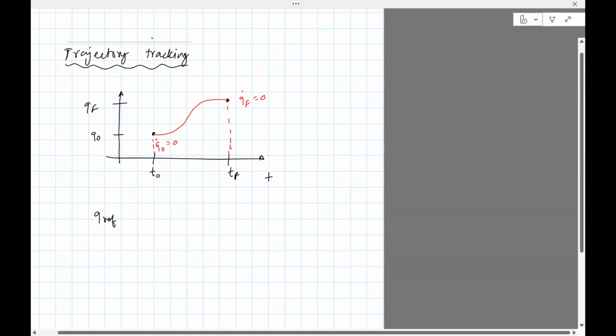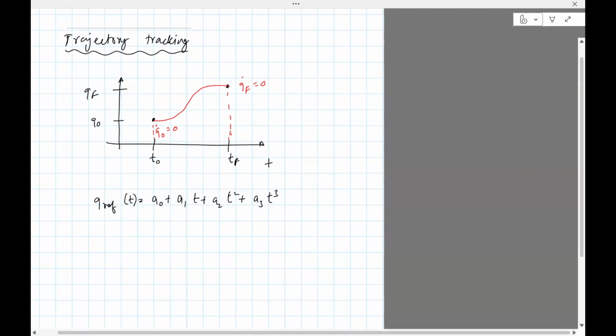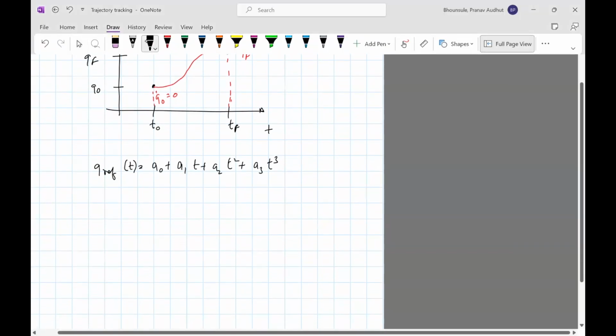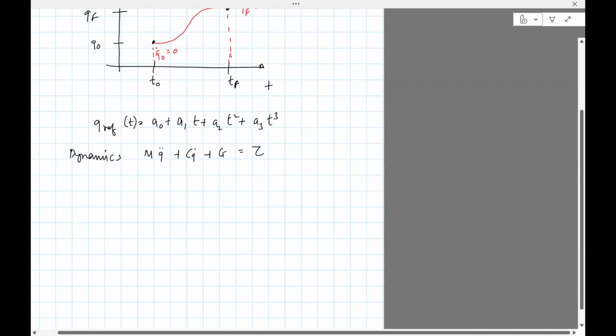This is going to be a reference profile. It's something like this: a0 plus a1t plus a2t squared plus a3t cubed, where we computed a0, a1, a2, a3 by the conditions that initial speed, final speed is 0, initial position is known q0, final position is known qf. Now we can do this the same way as before. The dynamics would be mq double dot plus cq dot plus g equals tau. Nothing changes there.